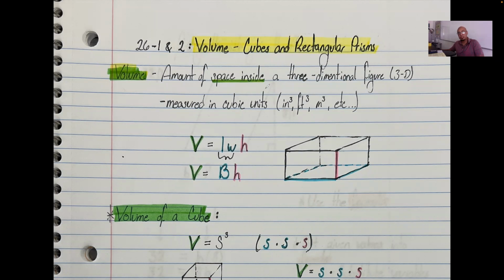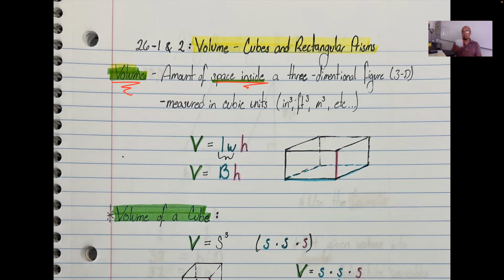And so before we actually start talking about how do we calculate the volume of cubes and rectangular prisms, let's talk about volume. Volume, I'm sure, is a word you've heard before, usually having to do with audio or music, things like that. But that is obviously not what we're referring to here. In this case, ladies and gentlemen, volume refers to the amount of space inside of a three-dimensional figure.